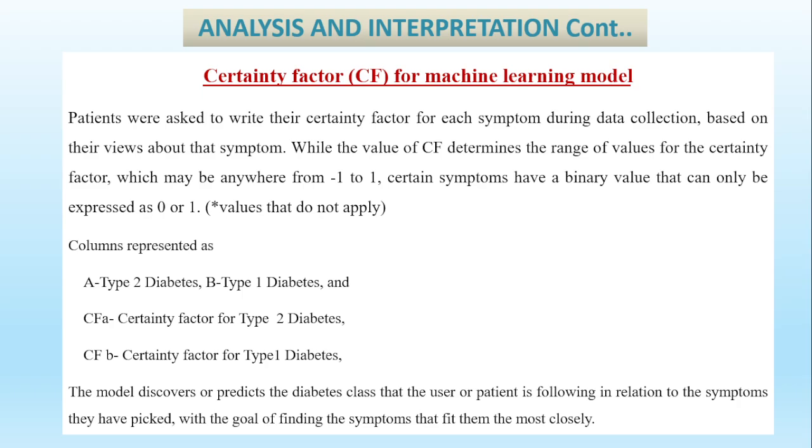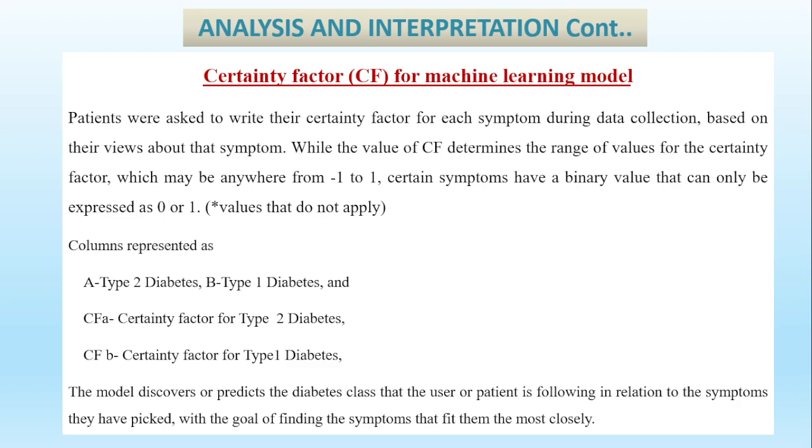Now, the certainty factor for the machine learning model. The patients were asked to write their certainty factor for each symptom during data collection, based on their view about that symptom. The value of CF determines the range of the certainty factor, which may be anywhere from -1 to 1. This is the range of the certainty factor, -1 to 1.